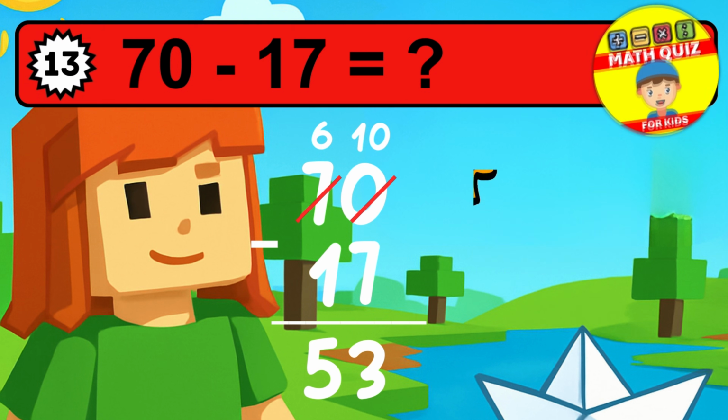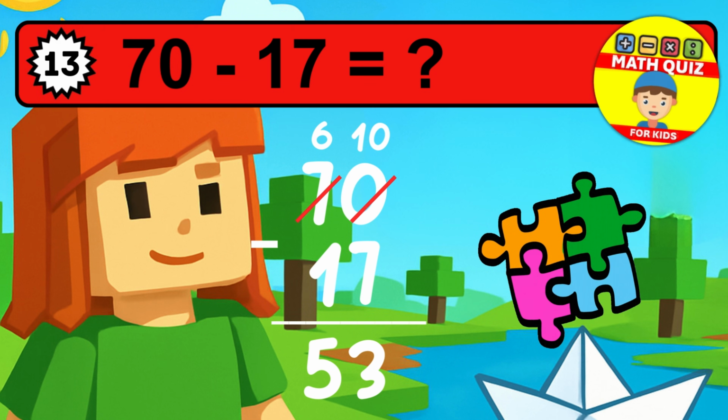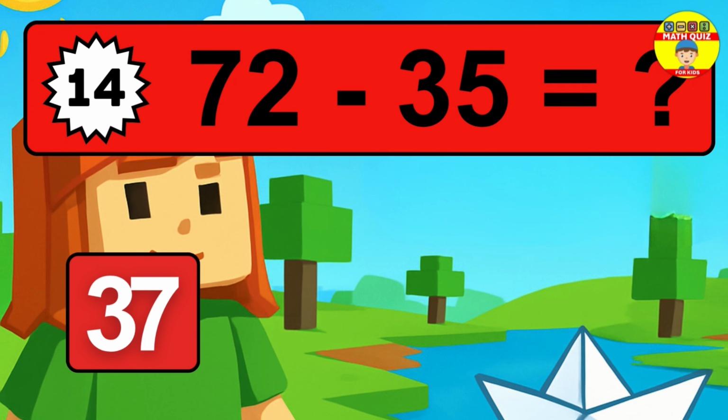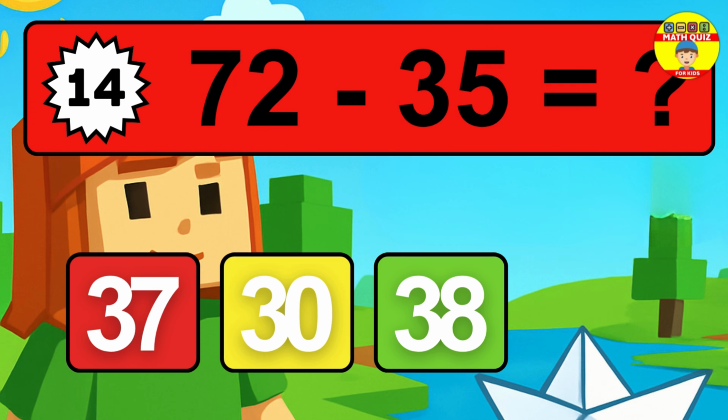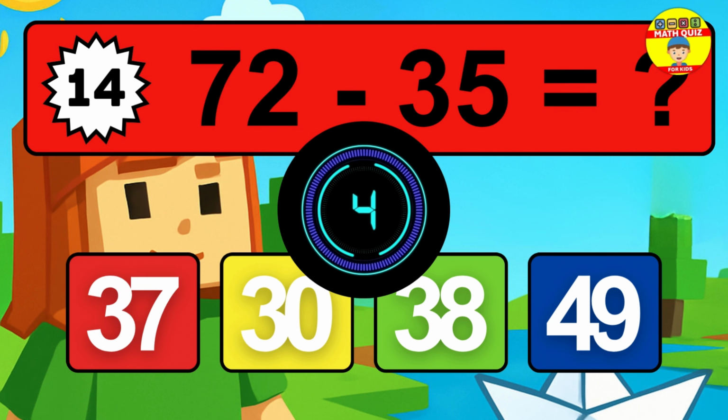6 minus 1 is 5. The final answer is 53. What is 72 minus 35? Time to think.